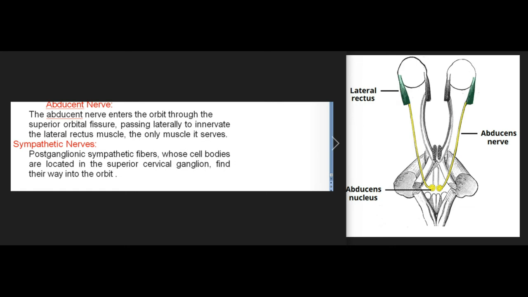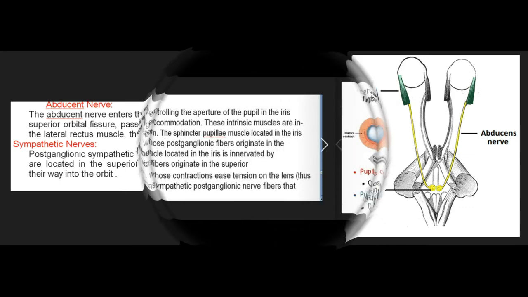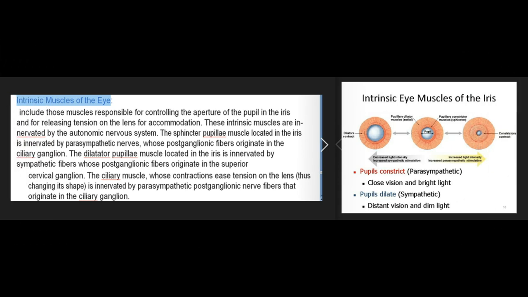Sympathetic nerves. Postganglionic sympathetic fibers, whose cell bodies are located in the superior cervical ganglion, find their way into the orbit. Intrinsic muscles of the eye include those muscles responsible for controlling the aperture of the pupil in the iris and for releasing tension on the lens for accommodation. These intrinsic muscles are innervated by the autonomic nervous system.